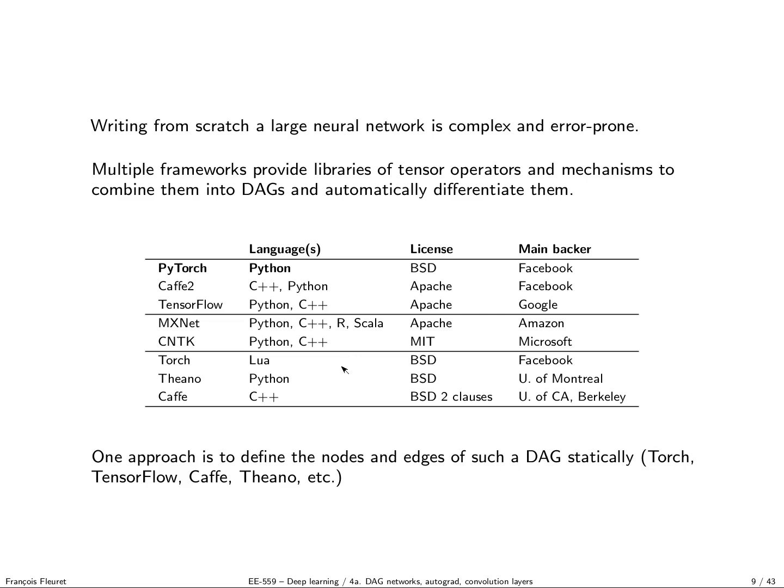Now, one approach to define those graphs and do the forward and the backward is to actually define the graph statically. So really to have a syntax to specify exactly what the nodes and the edges of the graph are. This is what historical Torch was doing in Lua. So you really had to define how operations were combined through classes that allow you to connect them. It's what TensorFlow allows you to do, and also others: Caffe, Theano, etc.